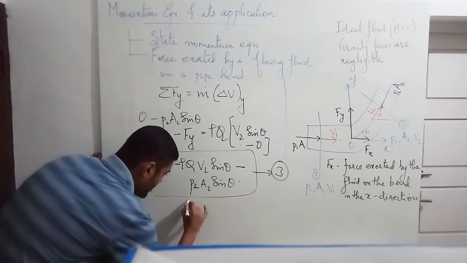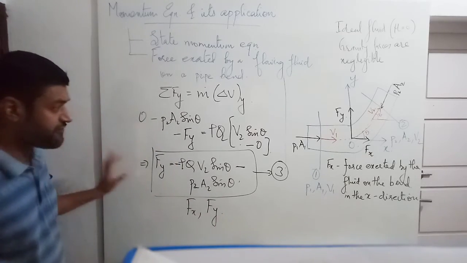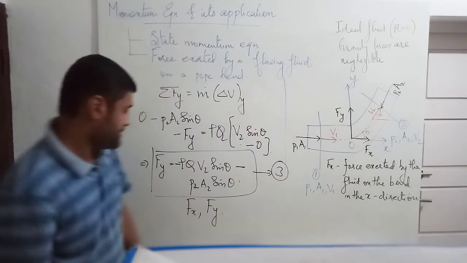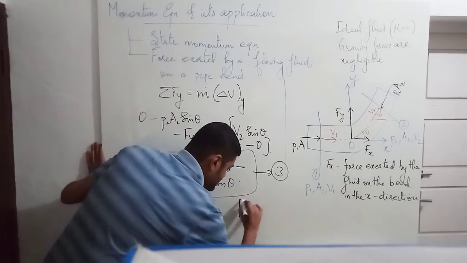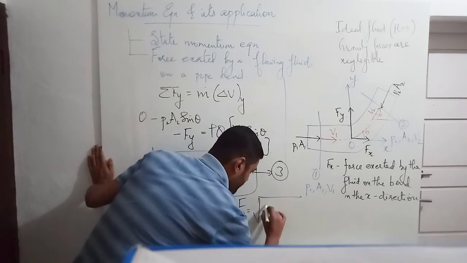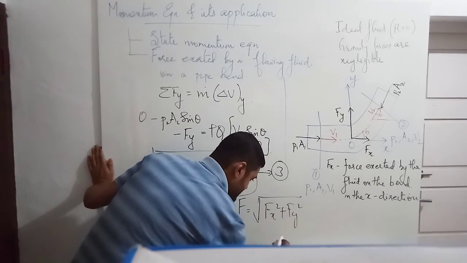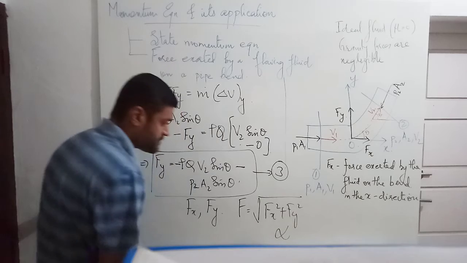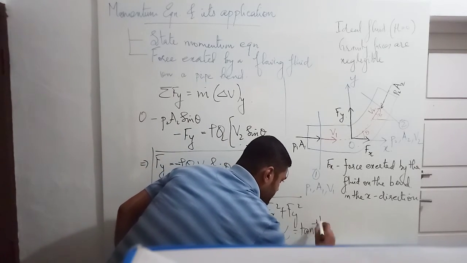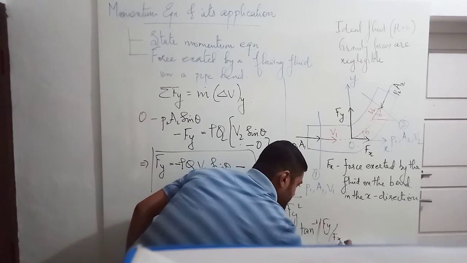Now I have got the component of the force Fx, I have got the component of the force Fy, where Fx and Fy are the force exerted by the fluid on the bed. Now the total force can easily be calculated, that is total force F is nothing but square root of Fx squared plus Fy squared, and the angle alpha it makes with respect to the horizontal is nothing but tan inverse Fy by Fx.